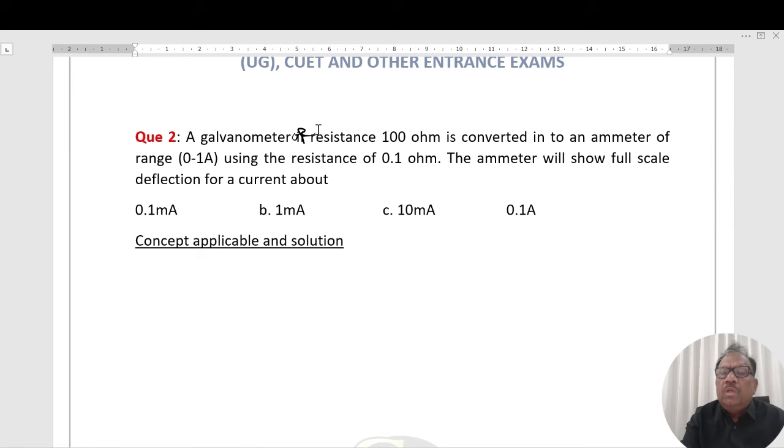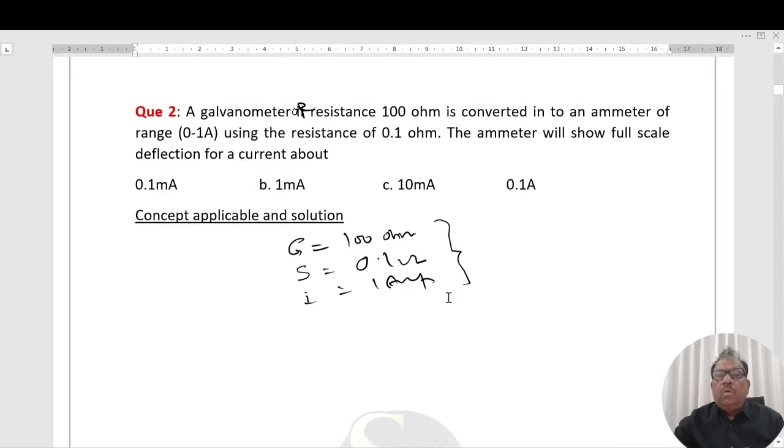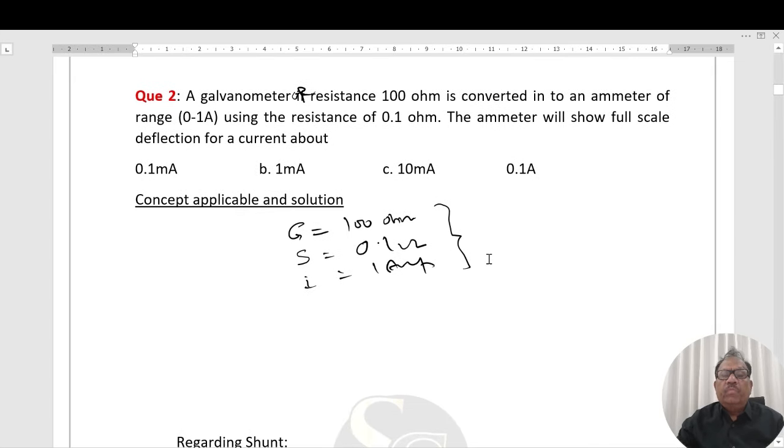A galvanometer of resistance 100 ohm is converted to an ammeter of range 0 to 1 ampere. Given is galvanometer resistance 100 ohm, using a shunt resistance, given as 0.1 ohm. Range is I, we have to measure 1 ampere. The ammeter will show full scale deflection for a current of about what? Now, what is the procedure to convert?